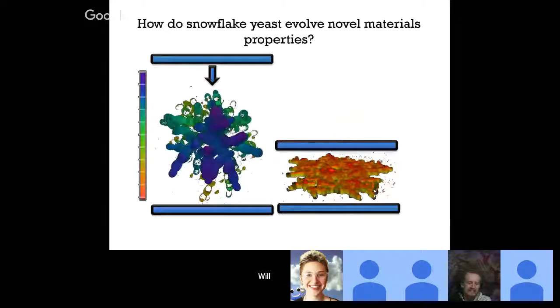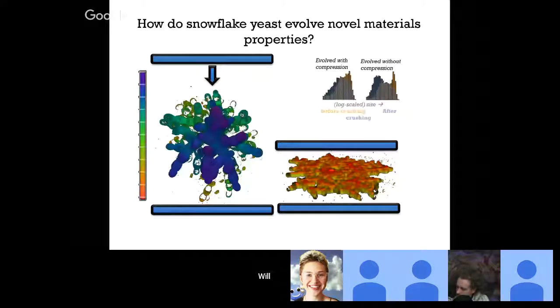We're also doing experimental evolution with crushing. So we're actually using this thing called a universal testing machine to deliver a set amount of force to a population of snowflake yeast, and then we're basically selecting for settling after they've been crushed. And if you evolve them with compression, this is the before crushing and after crushing distributions, and it doesn't change that much. If you evolve them without compression, man, they get very sensitive. If you compress them, they fragment like crazy. So we can evolve tougher snowflake yeast as well.